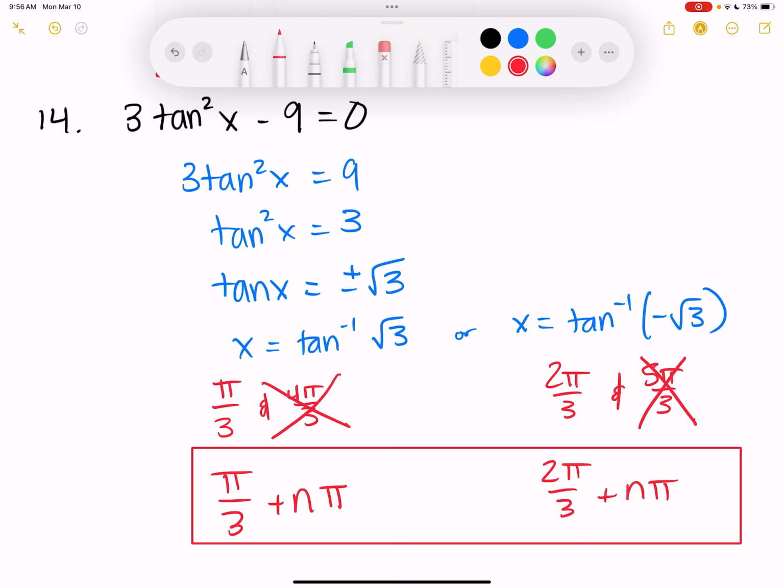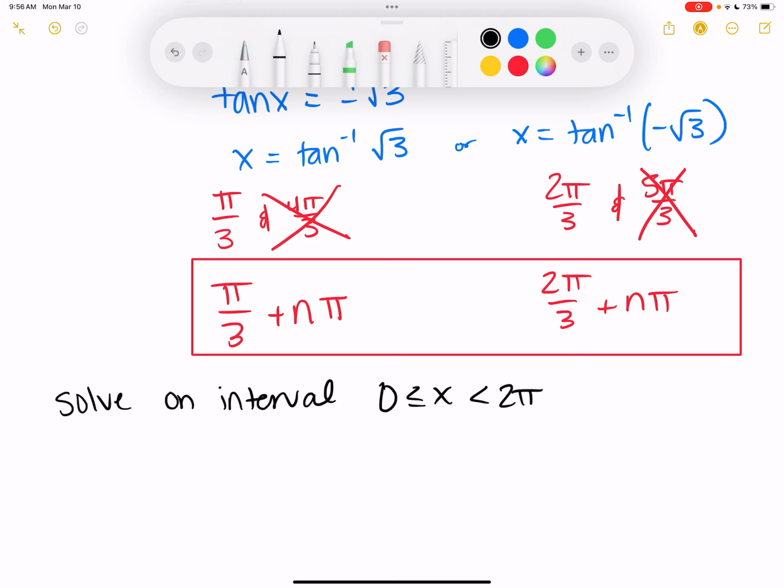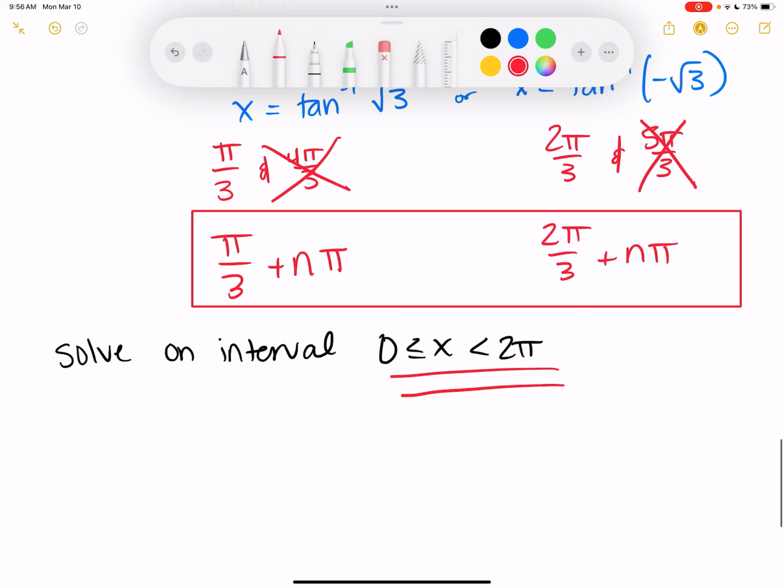Let's see. The next one says to solve on the interval 0 less than or equal to x less than 2 pi. So notice they're not wanting us to go all the way to 2 pi, it's just up to 2 pi. So this interval is very important to pay attention to. All right, number 16.